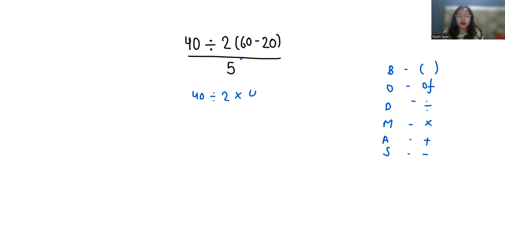Now, division, multiplication and division. So first we'll do the division. 40 divided by 2 is 20, times 40 by 5. So we can write this as 20 by 5 times 40, or 20 times 40 by 5 as well. So this gives us, in the table of 5, 20 comes at the 4th place. 4 times 40 is 160.